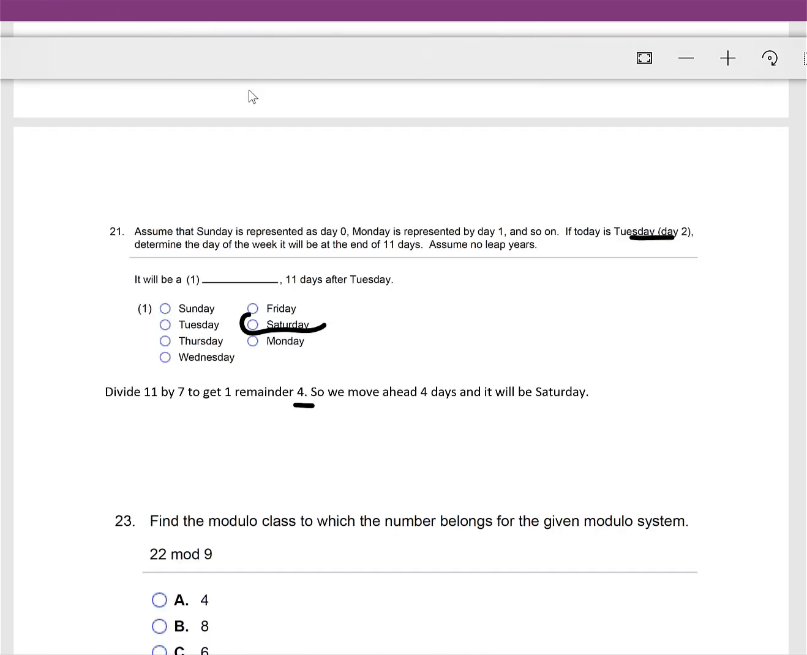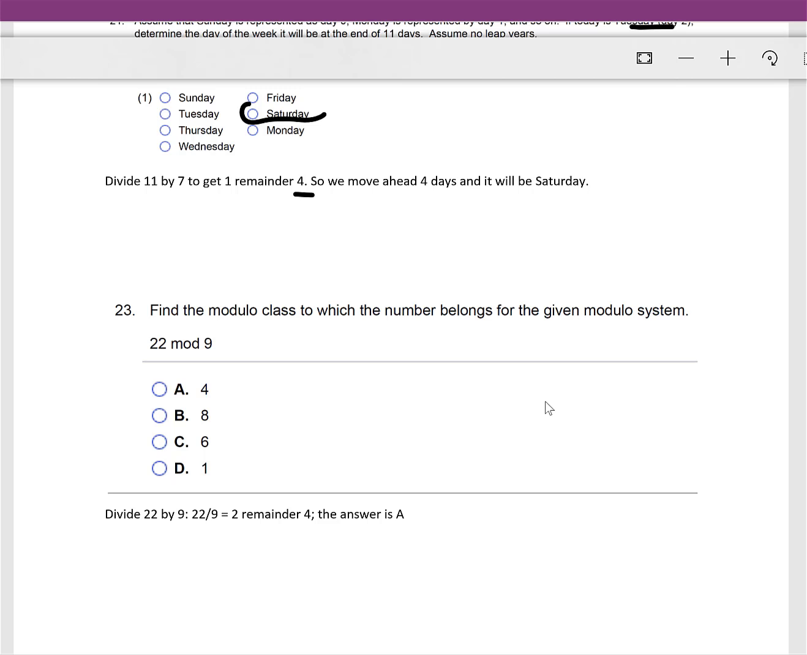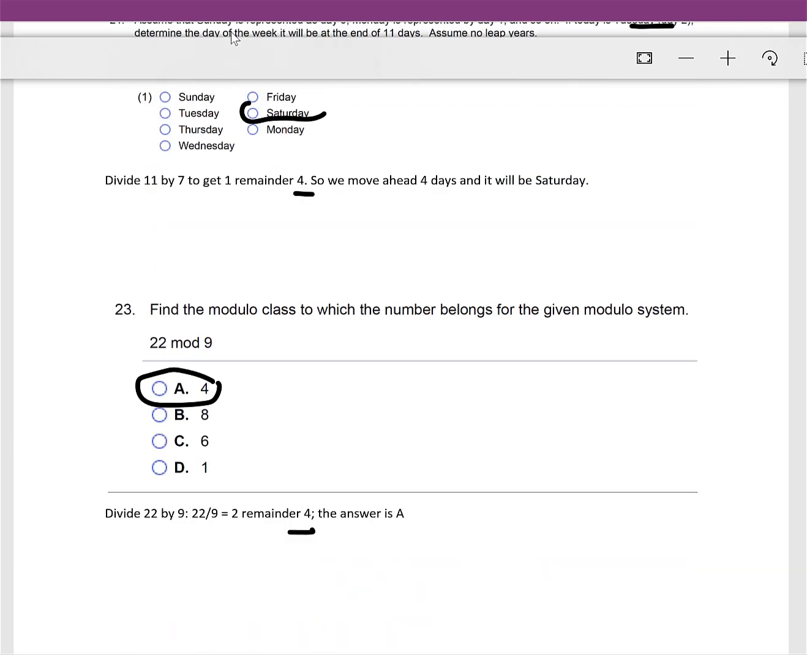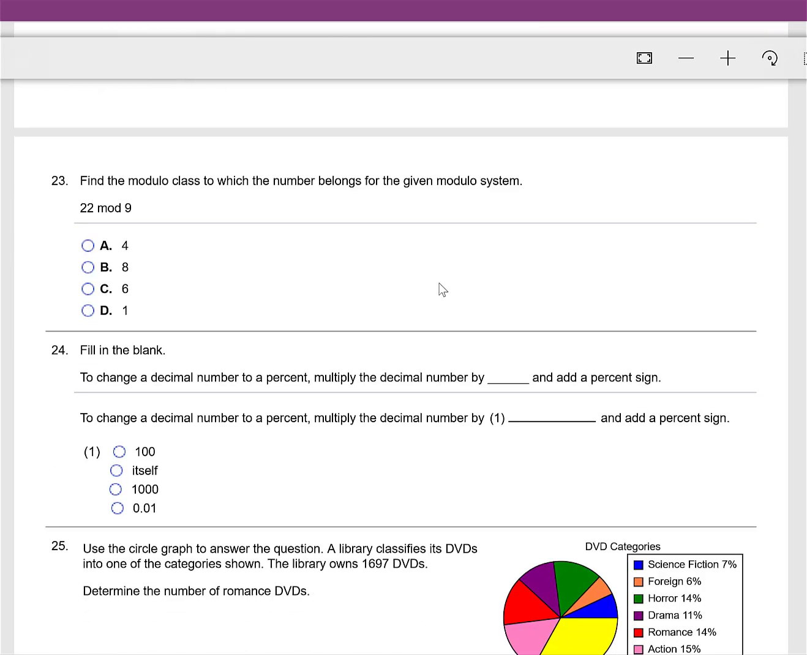Oh, let's go back to 23. Find the modulo class to which the number belongs for the given system. So we're going to take 22 and divide by 9. We get 2 with a remainder of 4, so it belongs to class 4. That was 23. Let's see, 23, 24.